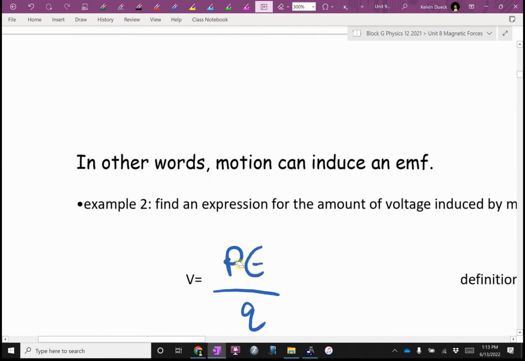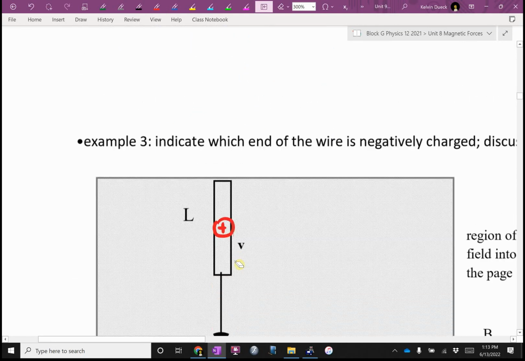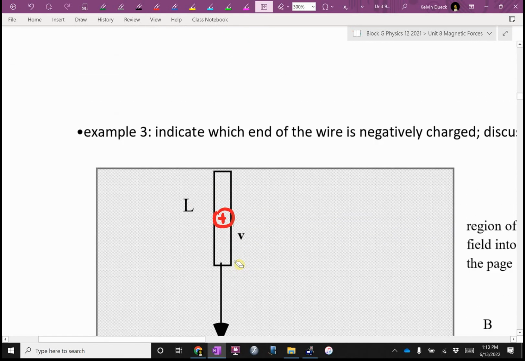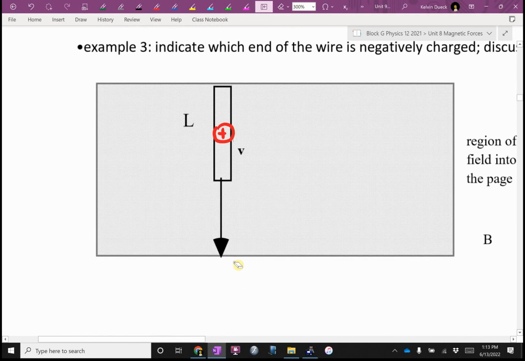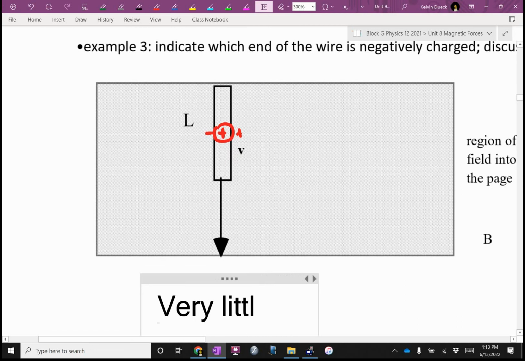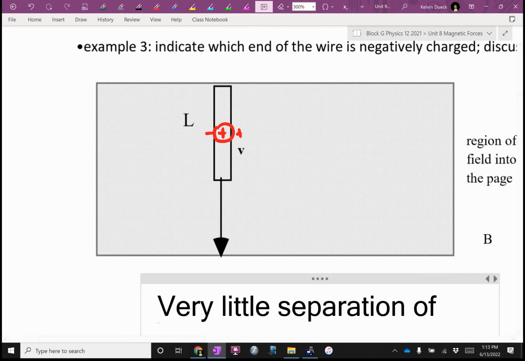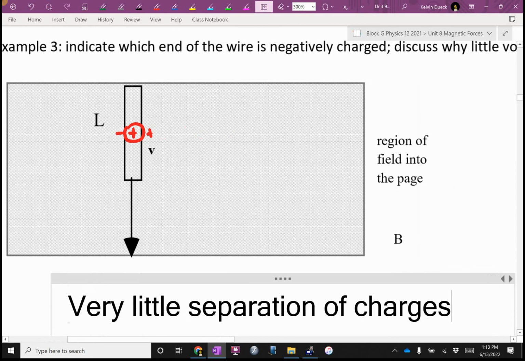Zach, you figured it out okay? Oh, you made it into the page. Yeah, you have to read the directions. Okay. So here, how much voltage? It says indicate which end of the wire is negatively charged. Technically, that'll be negative and that'll be positive, but very little separation of charges. So very little work, so very little voltage.